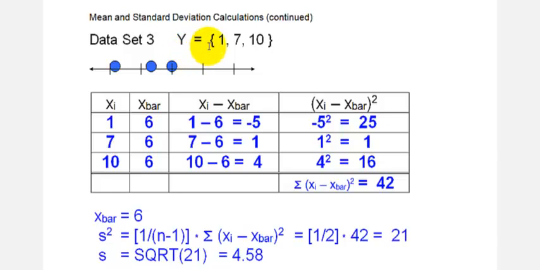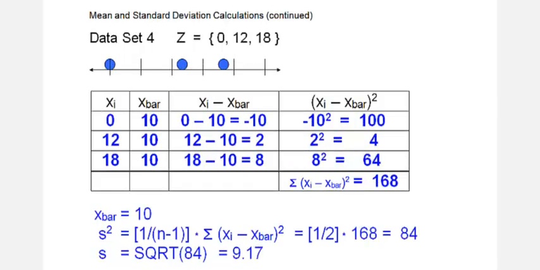Dataset 3 had the same standard deviation as Dataset 1. The mean was different because these three values were shifted to the right 1 unit, therefore the mean would be shifted 1 unit to the right, but the standard deviation, square root of 21, is exactly the same. And the last dataset, Dataset 4, S squared turns out to be 84, so sample variance is 84. The standard deviation was the square root of 84, which is approximately 9.17.